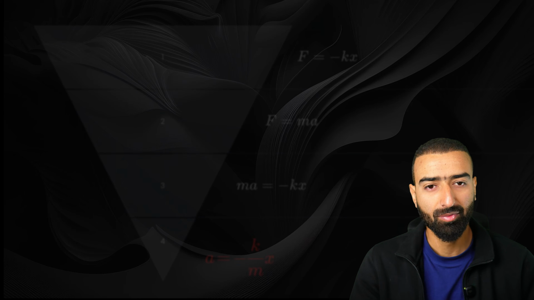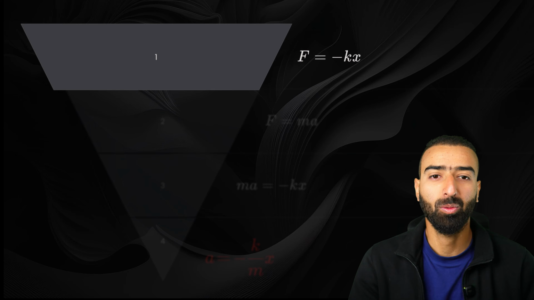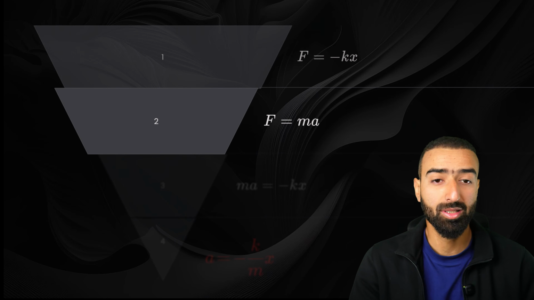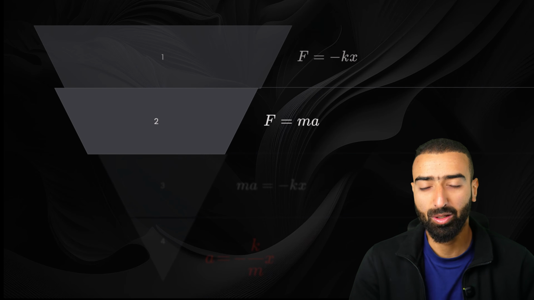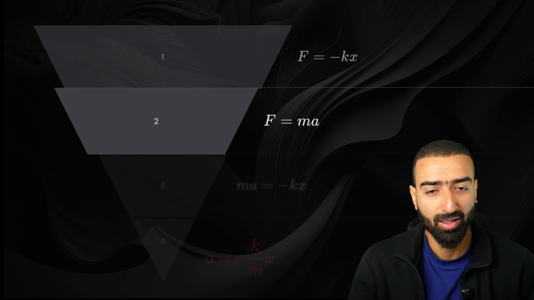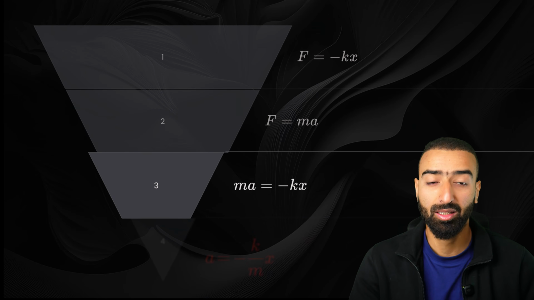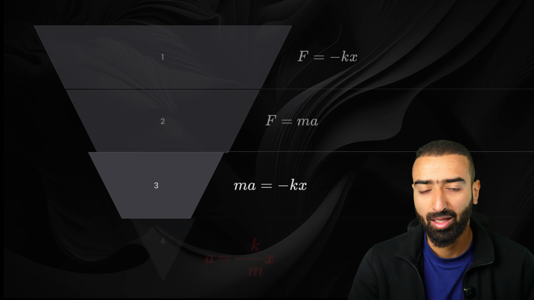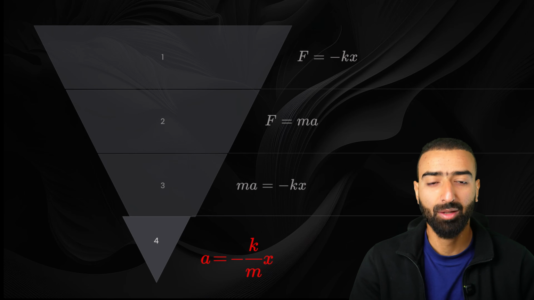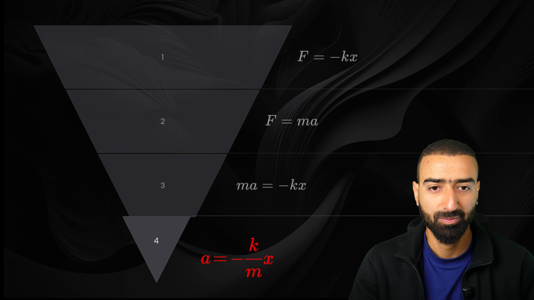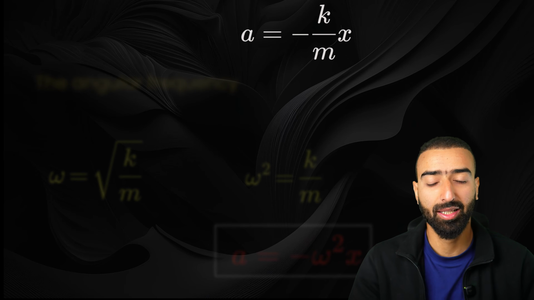We can move on. If the only restoring force on the mass is the spring's restoring force, we can say F equals minus kx. But we also know F equals ma. How do we know that? Well, that's Newton's second law. Then taking both these equations together, we can write ma equals minus kx. And now we can solve for a, and we have a equals minus k over m times x. So here's our equation for the acceleration.